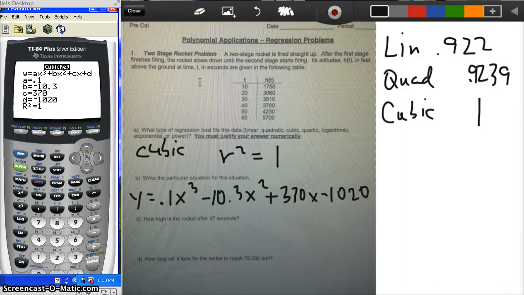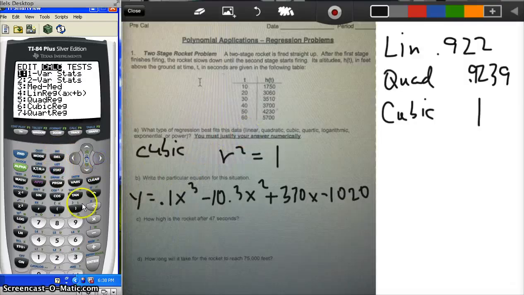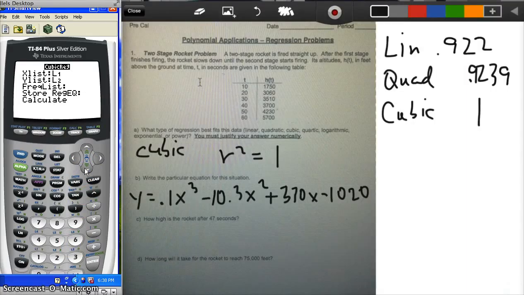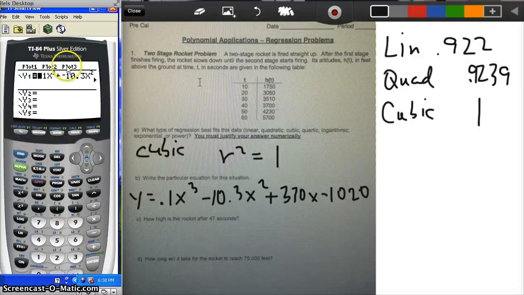Now it says how high is the rocket after 47 seconds? So we know that in this problem my t is seconds. So what I can do is when I do stat calc, I know it's cubic 6. It gives me the option here for store regression equation. So I hit vars, I arrow over to y vars, I choose function, option 1, and then I choose where I want it stored, y1, y2, y3. Normally we just choose y1, so I store it in y1. And then go down to calculate. When I hit enter now, it's going to store my equation into y1.